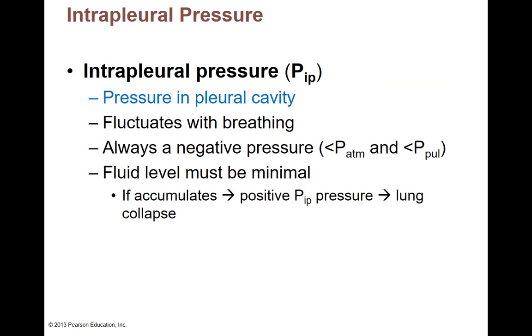The other type of pressure is intrapleural pressure. It's a P with an IP for intrapleural. This is the pressure in your pleural cavity. You've got your visceral pleura and your parietal pleura, and then you've got that space in between. That's your pleural cavity. There is a pressure in there. It's not an empty space because there's fluid, but in between the parietal and the visceral pleura, there is that cavity, and there is space in there.